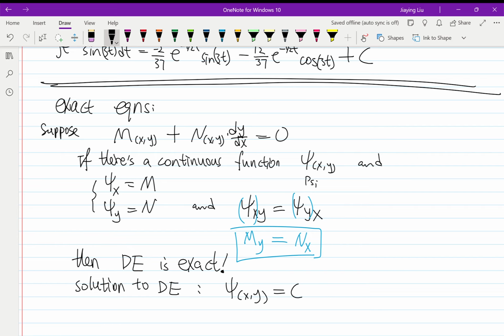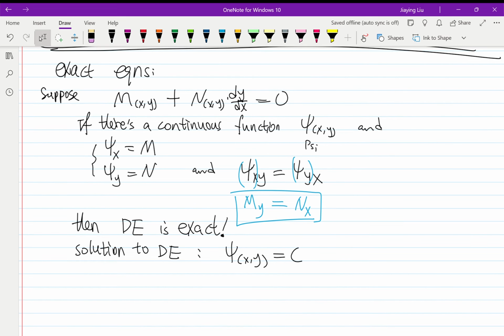This is a very compact notation if you're not familiar with it, but let me highlight the steps, and I'll use an example. The first step is to look at the equation and make sure that it has a 0 on the right-hand side, and then a positive sign between the M part and the N dy/dx part. Those are the two things to watch out for.